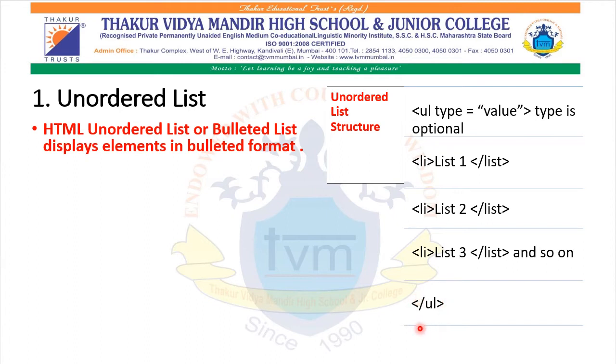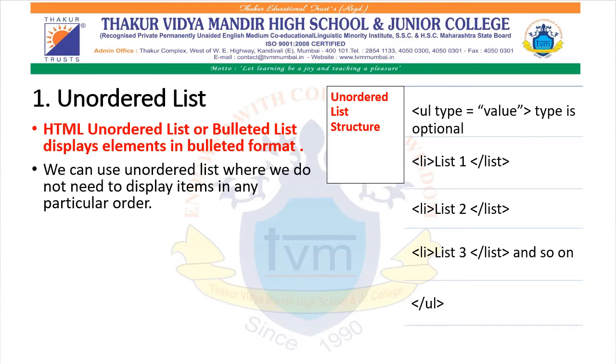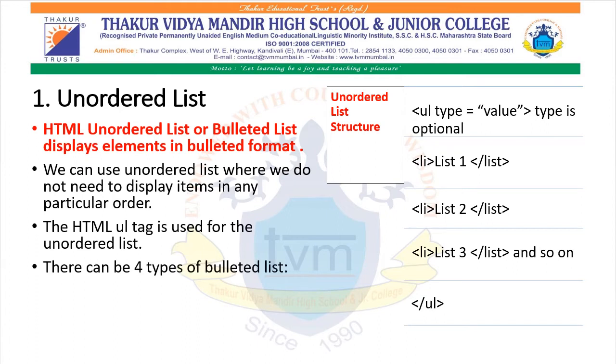Here when we use the attribute with the name type, then we give a value which defines the kind of bullet we want. There are 4 types of bullet. The first is disk, second circle, third square, and fourth none. Let us understand the 4 types of attribute in UL tag.